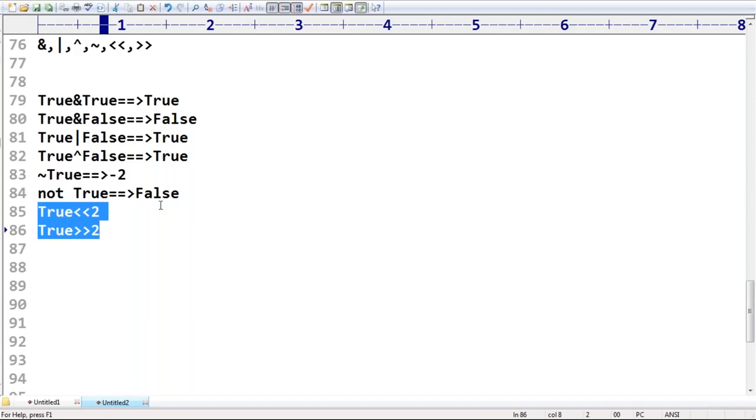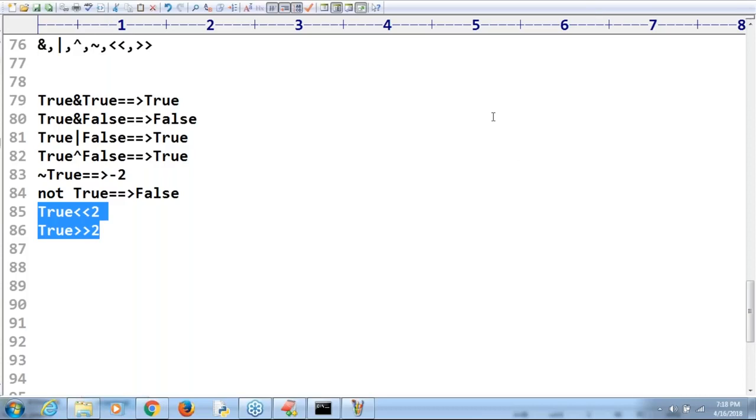Remaining people, can you please? Right shift is 4, left shift is 0, something like that.